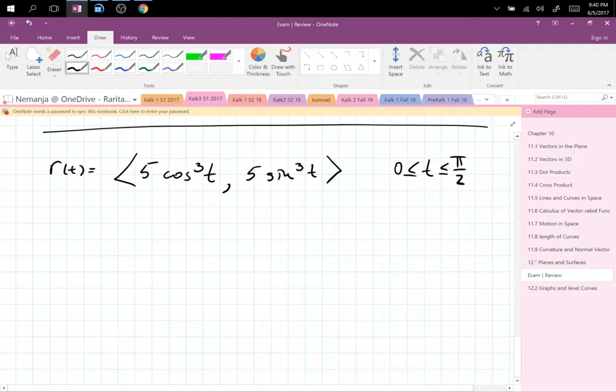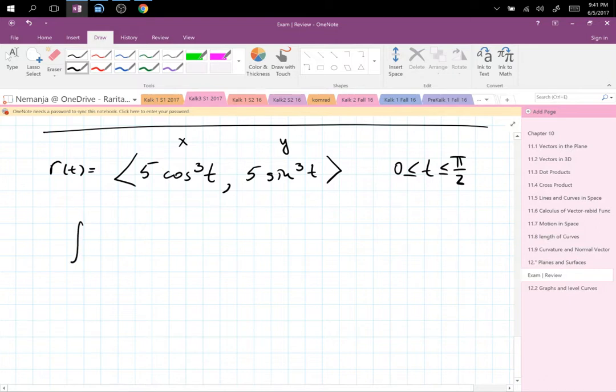The question is to find the length of the curve given cosine cubed and sine cubed functions. I believe that this shape looks like this, but I'm not 100% sure. All right, so how do we find this? We have the x component and the y component.